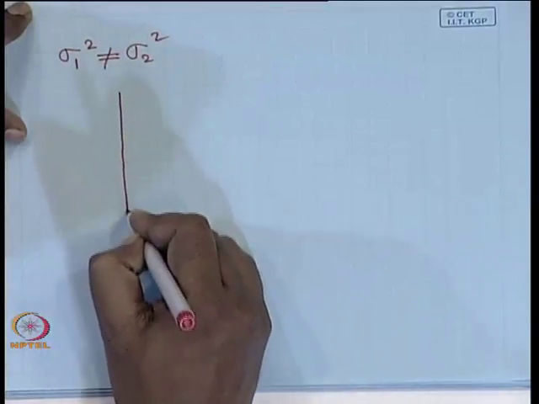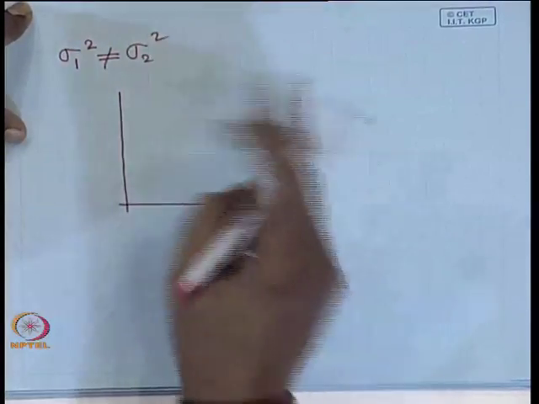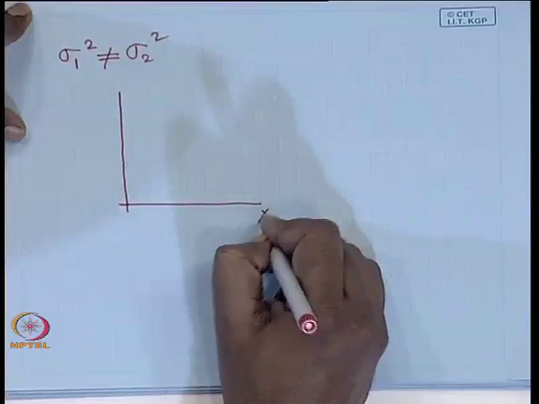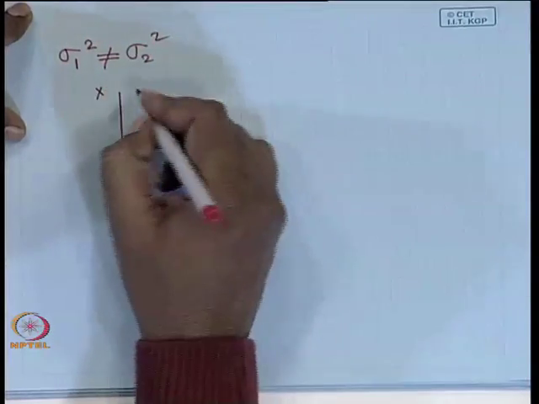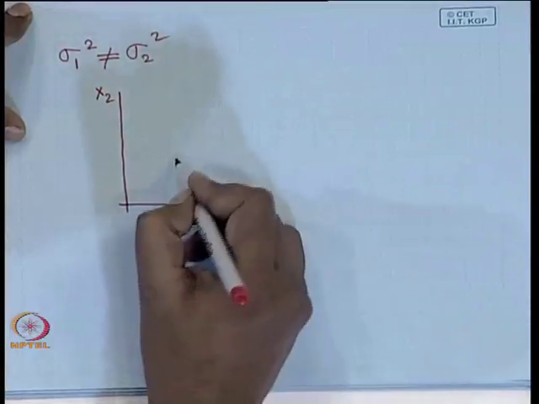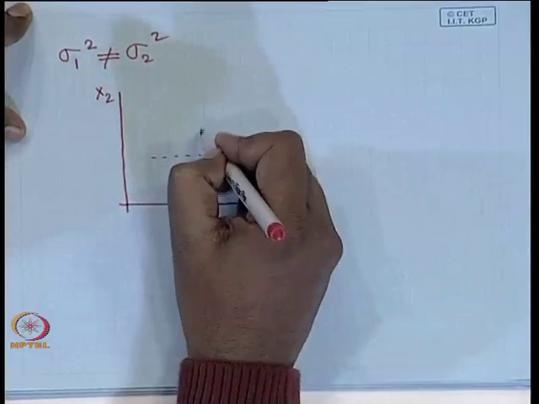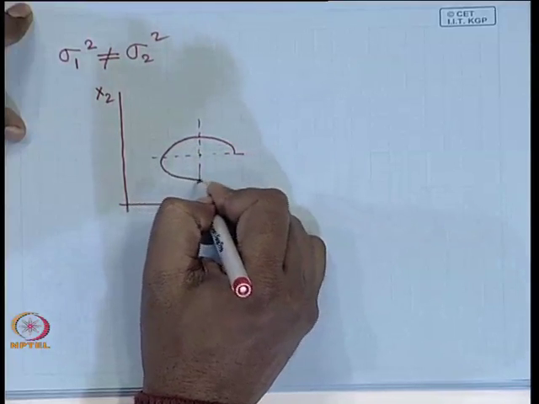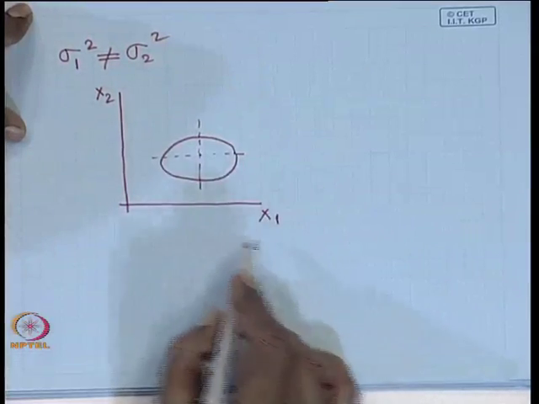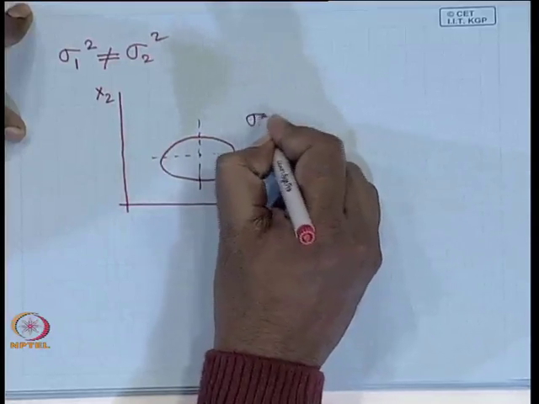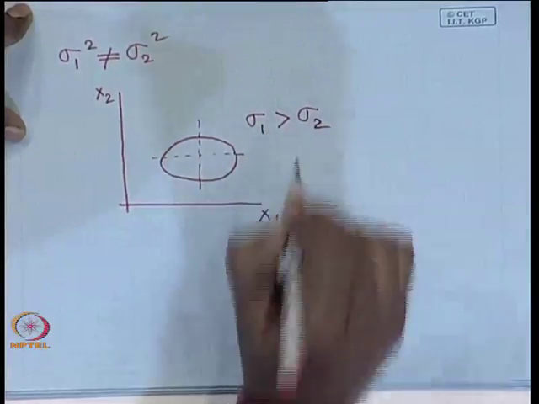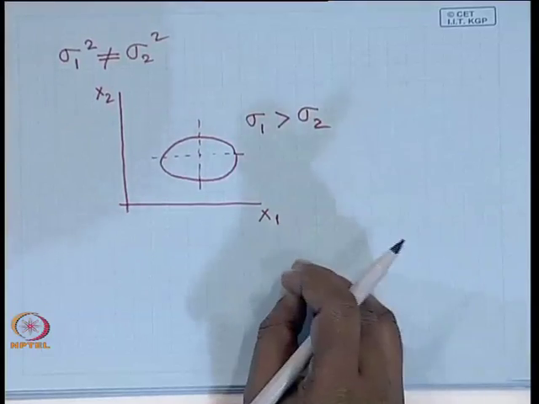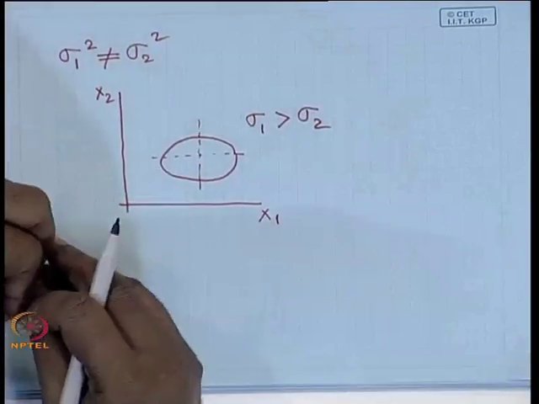So, when sigma 1 square is equal to sigma 2 square, I had the footprints of the loci of the points of constant density as circles. Now, the loci of points of constant density will be ellipses. Okay. And how those ellipses will be formed? Something like this. So, this is a case when sigma 1 is greater than sigma 2. That means, the spread of points along x 1 axis is more than the spread of points along x 2 axis.